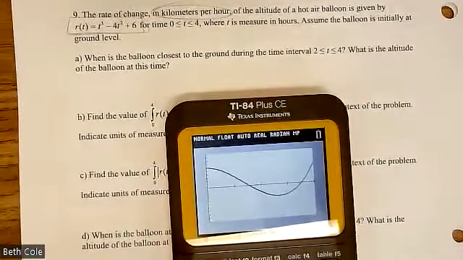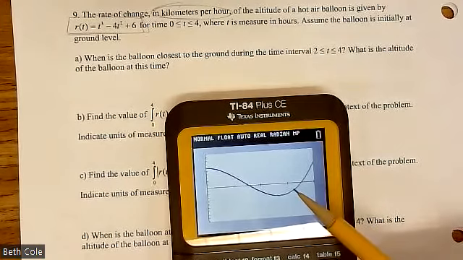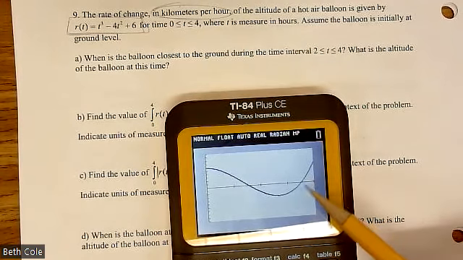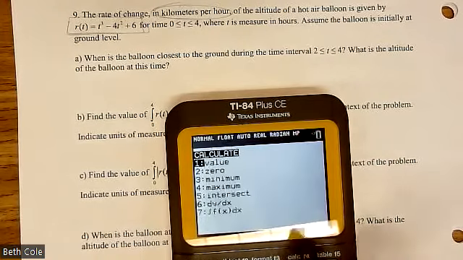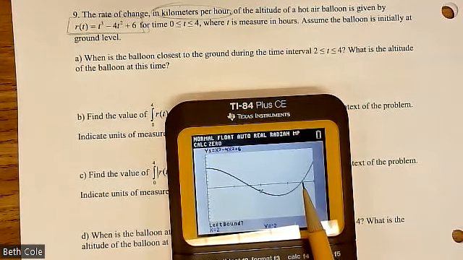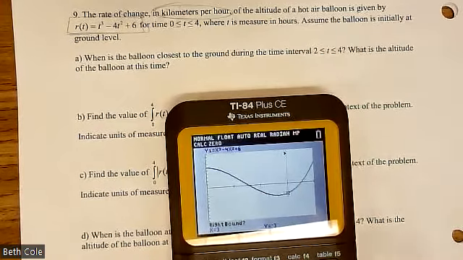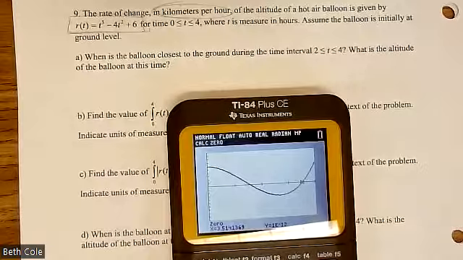Letter A. When is the balloon closest to the ground? And then what is its altitude? Closest to the ground is a minimum. That's where your derivative changes from negative to positive. Do you see how right here we went from negative to positive? Yeah. How would we calculate this 0? Calculate, second trace, 0. Now, it looks about 3.5. You with me there? All right, so for left bound, hit 3, enter. For right bound, hit 4, enter. And for guess, hit 3.5, enter. Or you can mess with the arrow. It's kind of up to you, but I feel like that's a little bit easier.